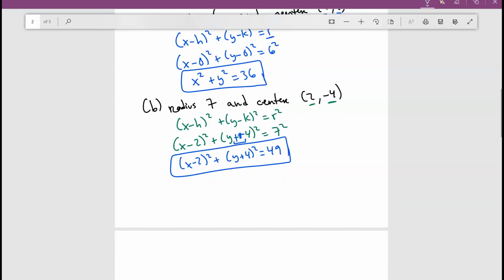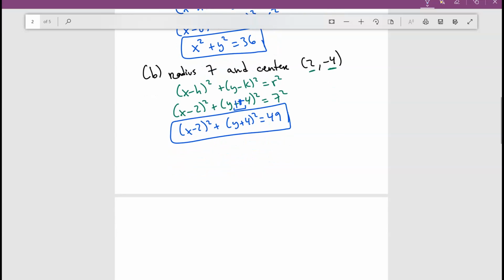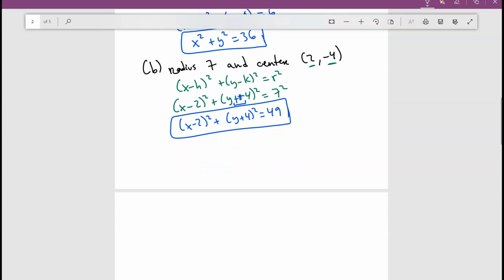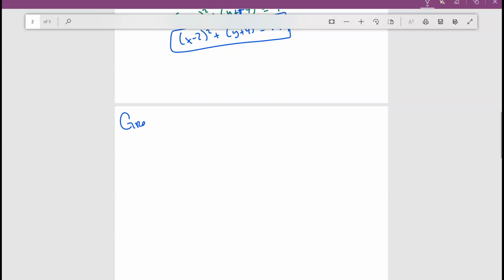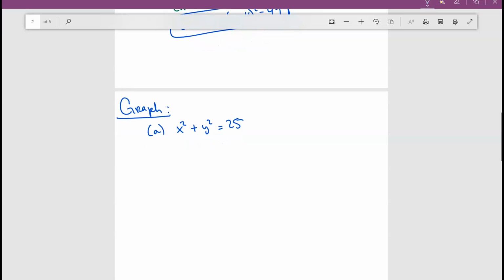Okay, now how would you graph things like this? Well, actually graphing it is not too terrible. So let's just say we wanted to graph this circle. Let's start off with x squared plus y squared equals 25. Well, the first thing that you want to figure out is where exactly is the center. Well, notice that there's no h and k here. There's nothing on the inside. So our center is going to be 0, 0.